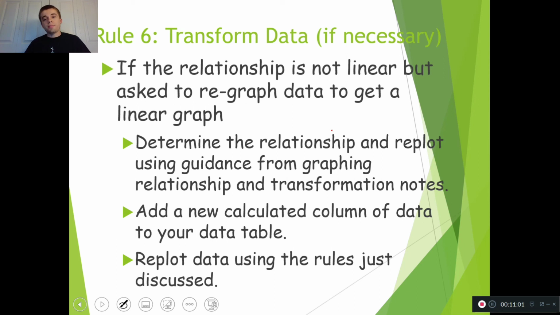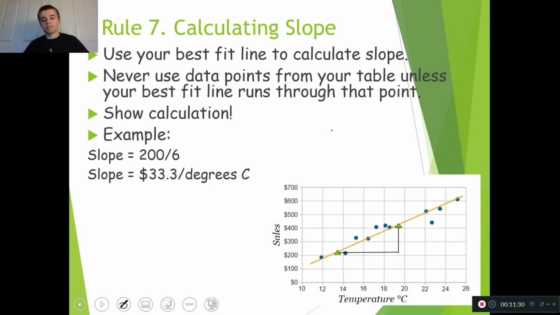Anytime that you have to manipulate your data, so maybe you have to square a variable or take a square root of a variable or do 1 over a variable, make sure you always add a new calculated column of data to your data table so that we can see what you're graphing. Anytime you make a data point, we should be able to look up at your data table and say, okay, this point here is represented by this number and this number for the x and y axis. And then after you calculate your data table, you just have to replot the data using the rules that we discussed earlier on in this video.